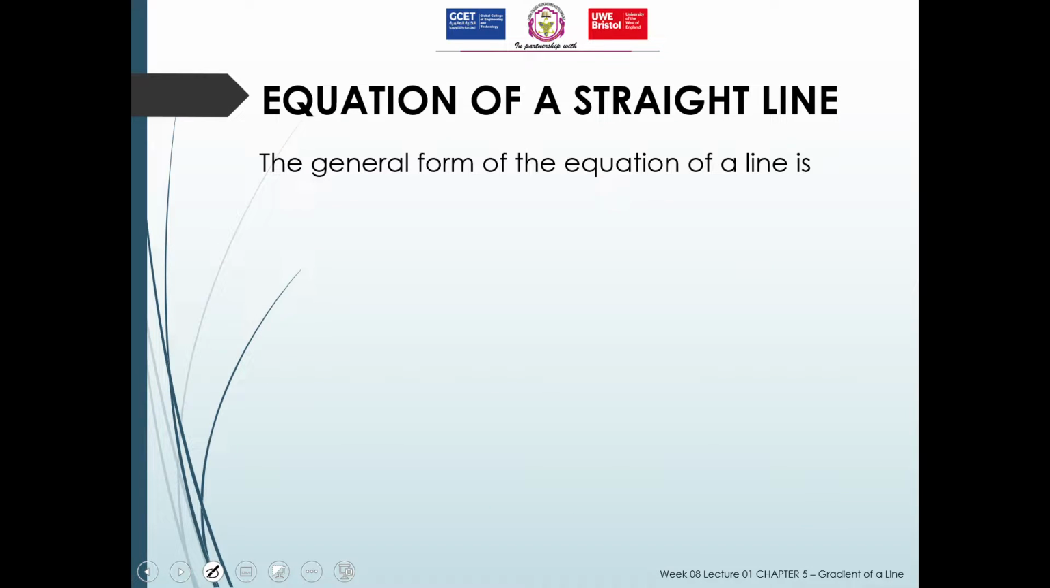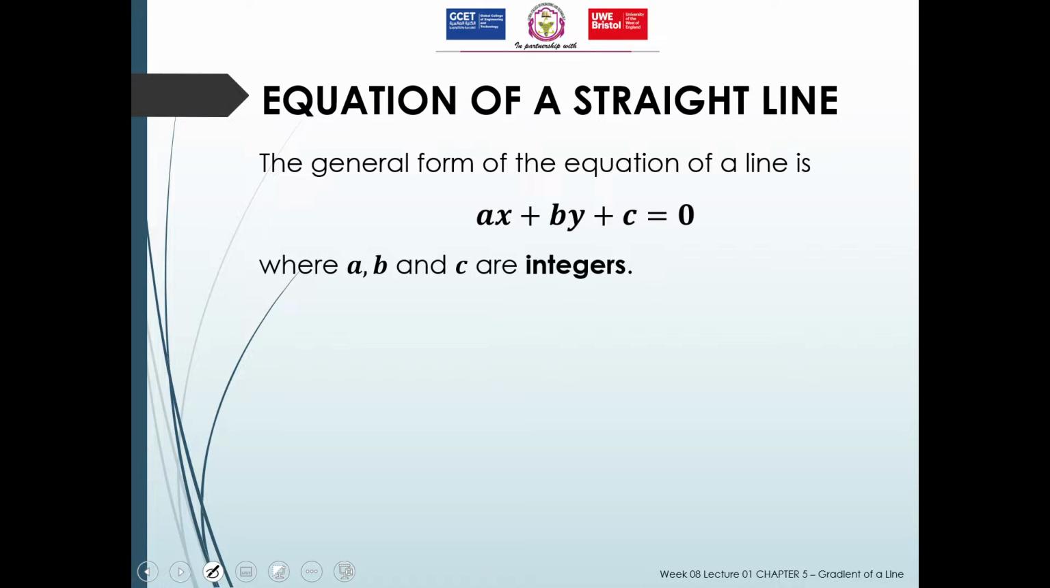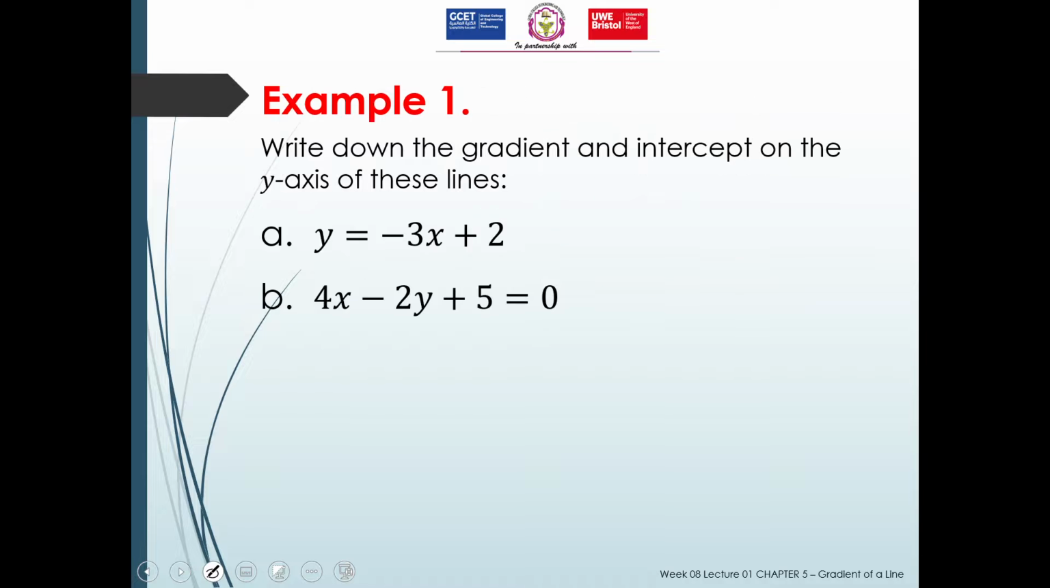The general form, on the other hand, is given by ax plus by plus c equals 0, where a, b, and c are all integers. Now remember that a, b, and c are all integers. They must be whole numbers, positive or negative. It could be 0, no problem. Okay, let's take a look at some examples.